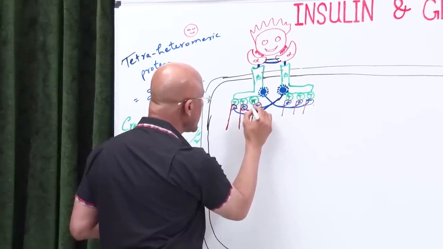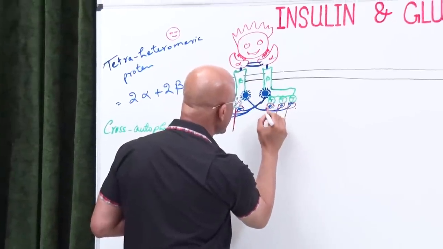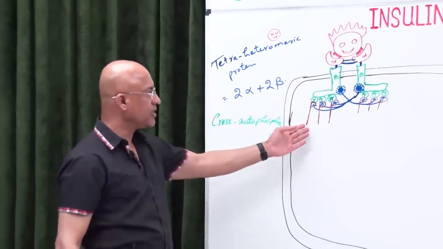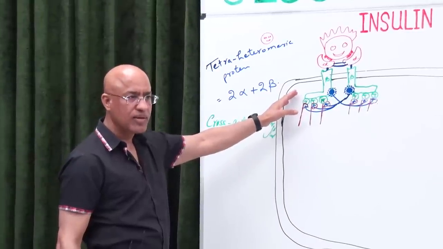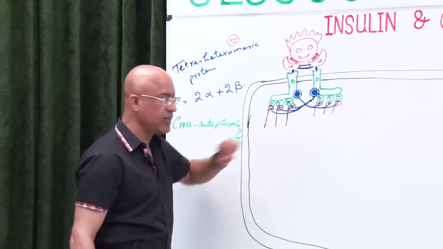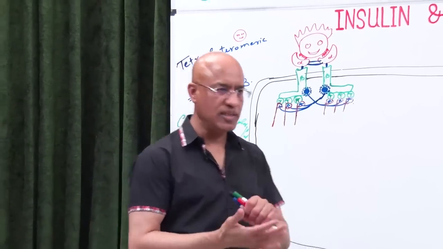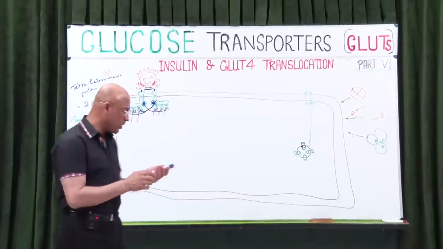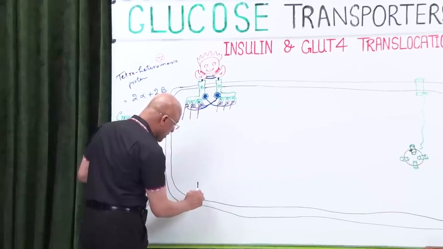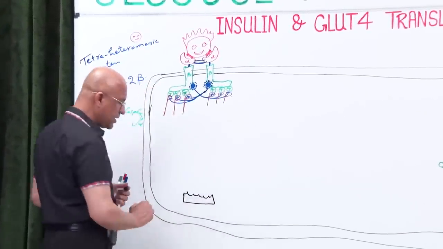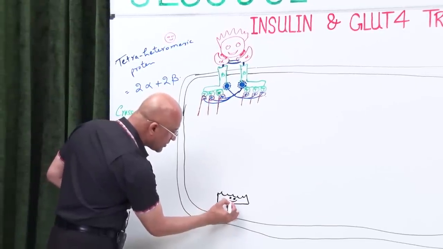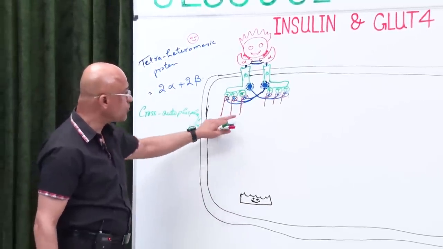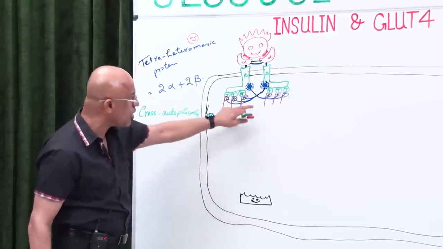Once these special tyrosines present in the beta chains have gone under autophosphorylation, then what will happen? Now you can see the beta chain is altered. It has tyrosine phosphorylation. Once it is in this state, it becomes very sticky, biologically speaking. Something is going to stick on it. What is that? There is a very special type of substance which is normally not bound here. If this phosphorylation is not there, this substance will not bind with the receptor.